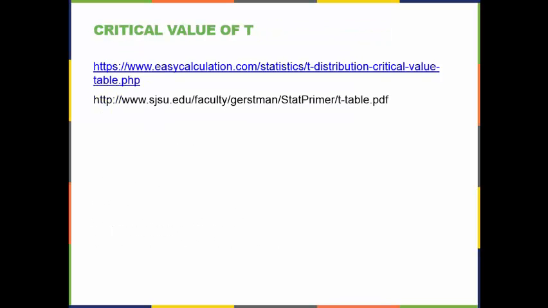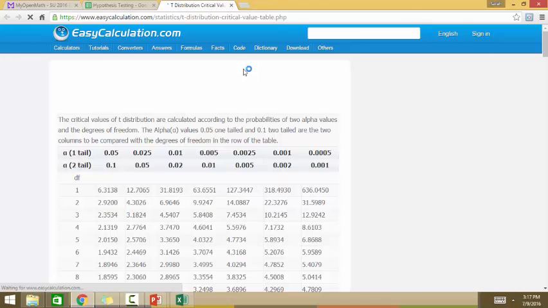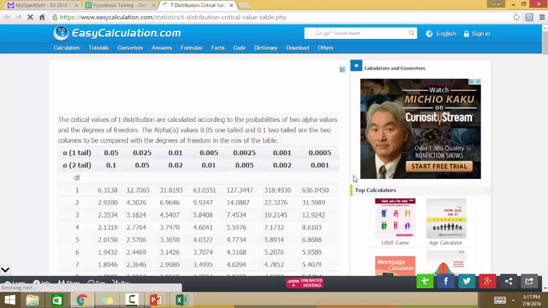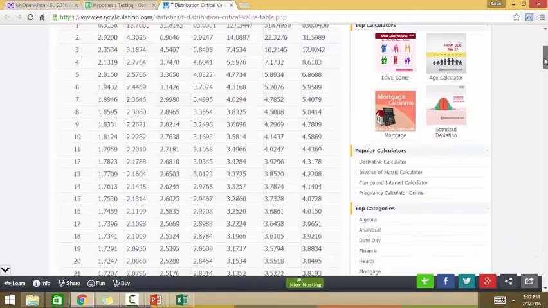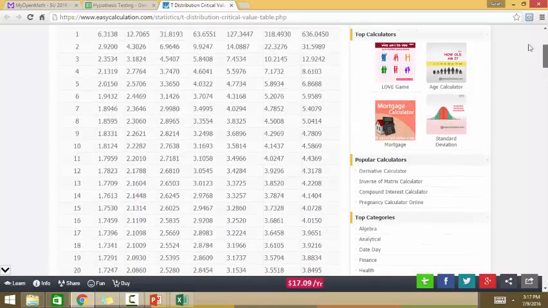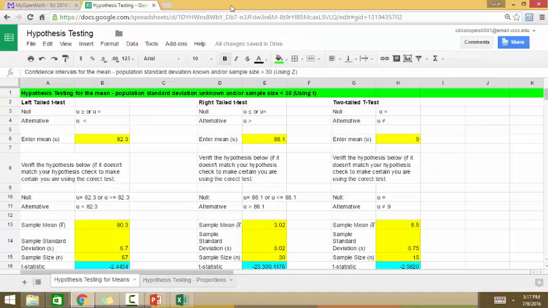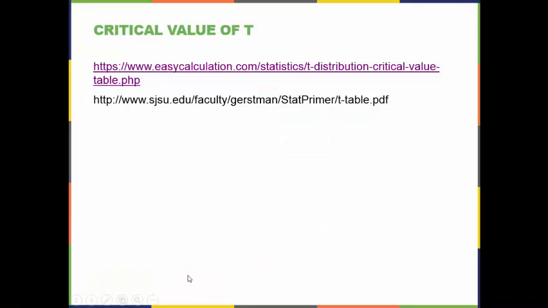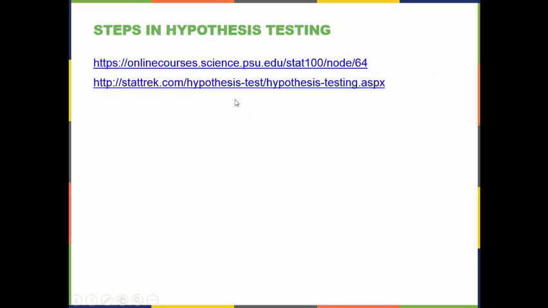So, critical value of t, there are a couple of websites in here that have some nice things for you. This gives you an easy calculator for the critical value of t. You also have a hard copy of this. So that's a nice thing to use if you have to find something. Let's go back to our slideshow. This one is also a t-table. The other one's a t-table.